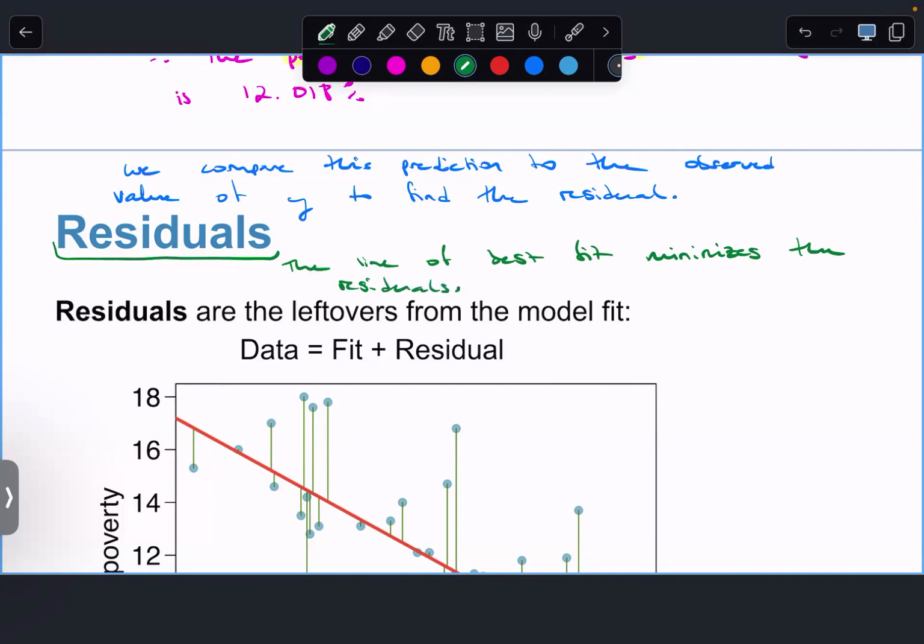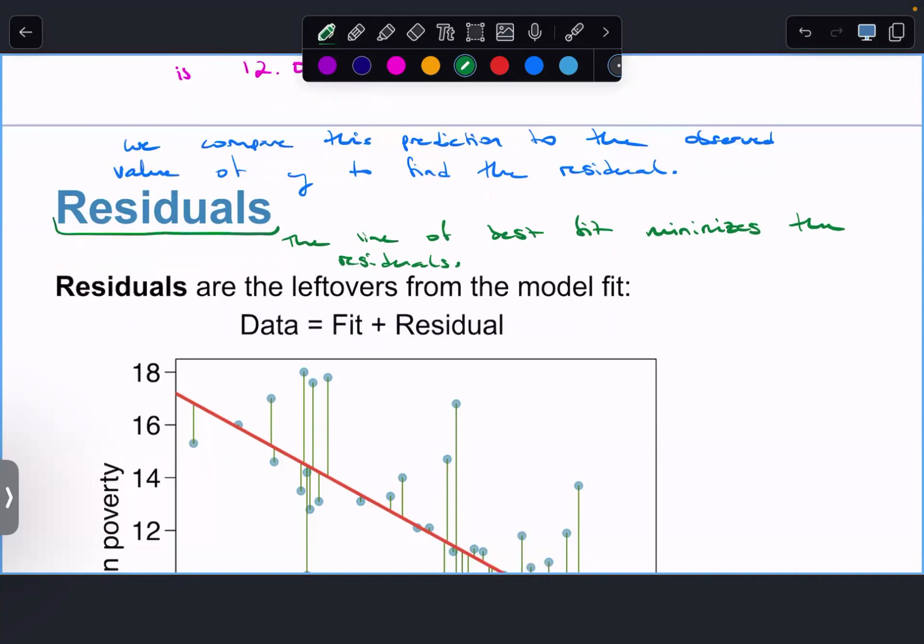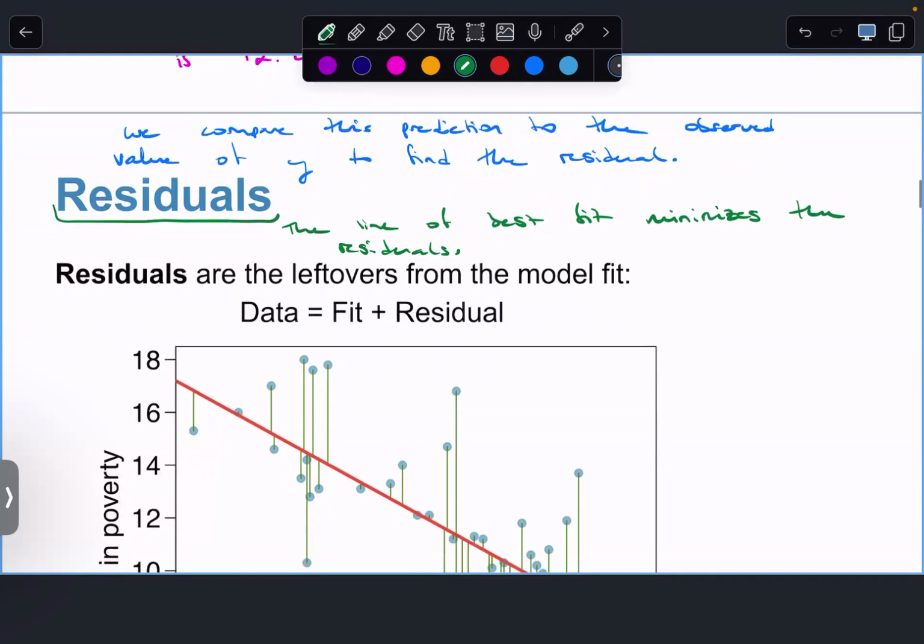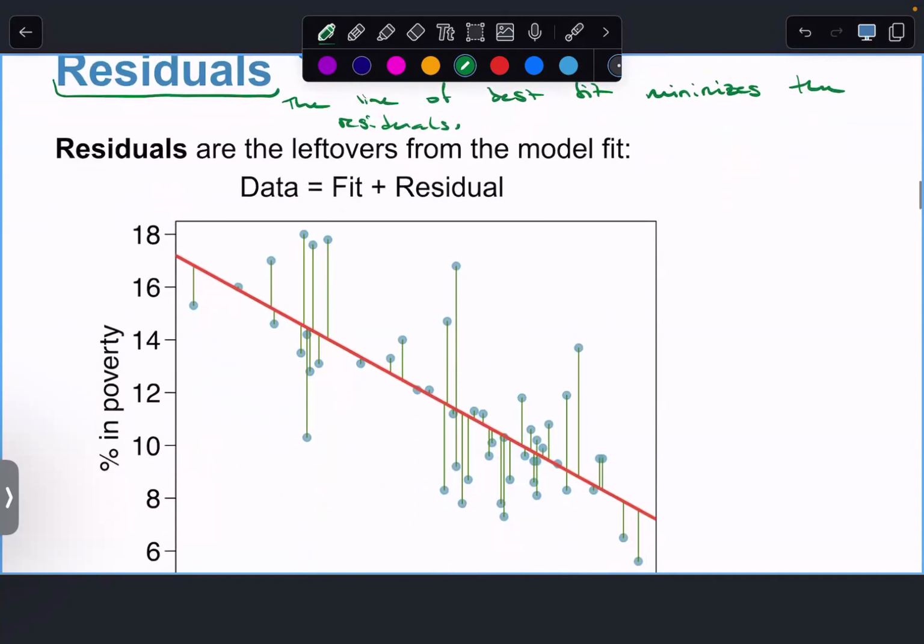There's a ton more theory behind that, but a little bit more that we'll introduce. Just in broad strokes, the line of best fit minimizes those residuals. So we have this model fit, the least squares regression line.